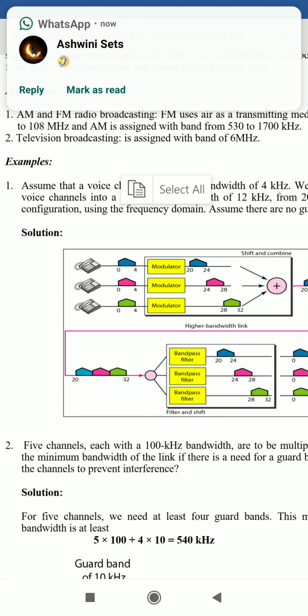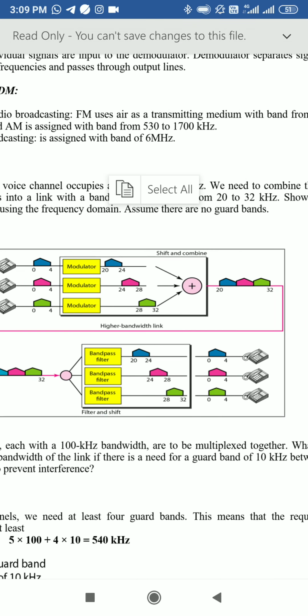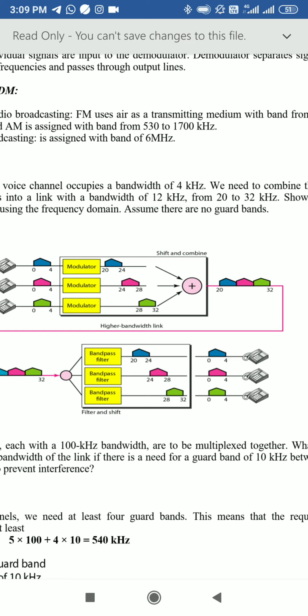Now the combined signal is input to the demultiplexer, where in the demultiplexer we are going to use filters. Filters will separate this combined signal into separate components. Then they are input to the demodulators, where it will separate the carrier frequency from the original signal. Then the original signal has been generated. That original signal is passed through the N output lines.